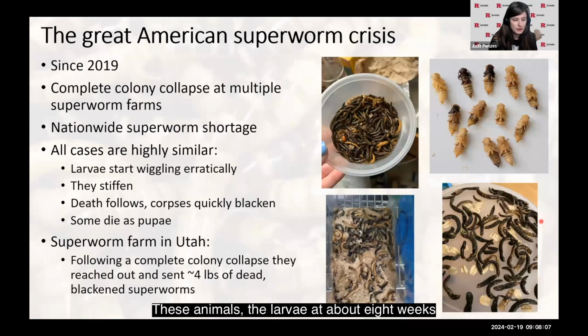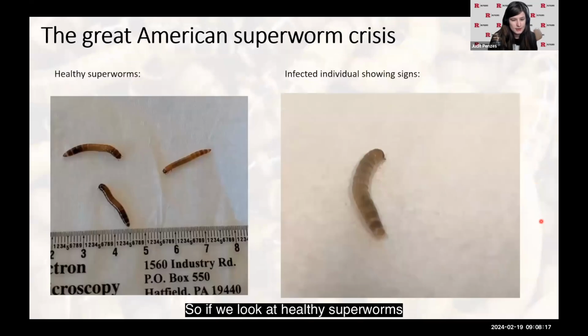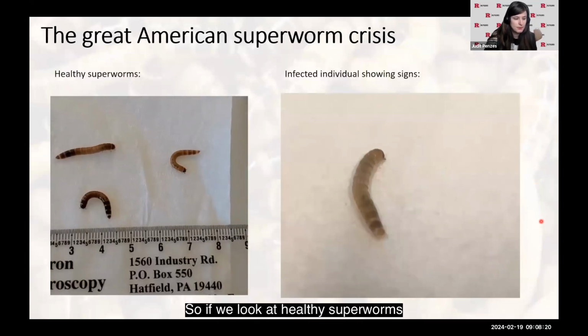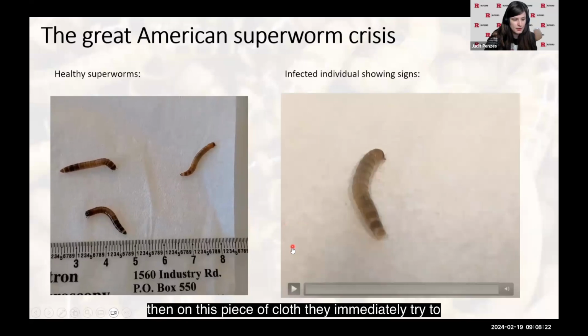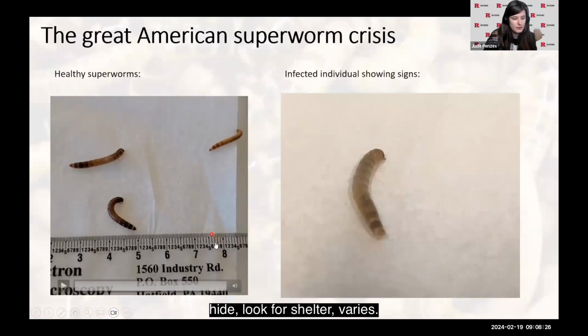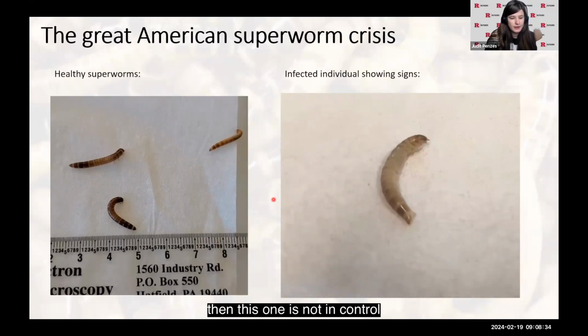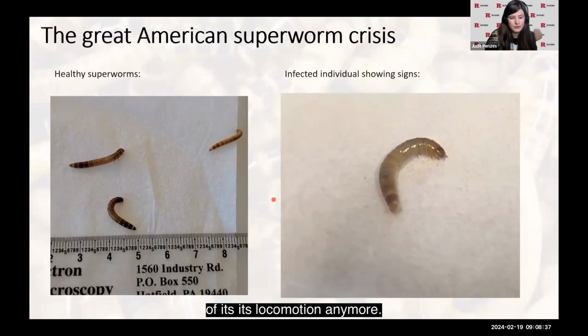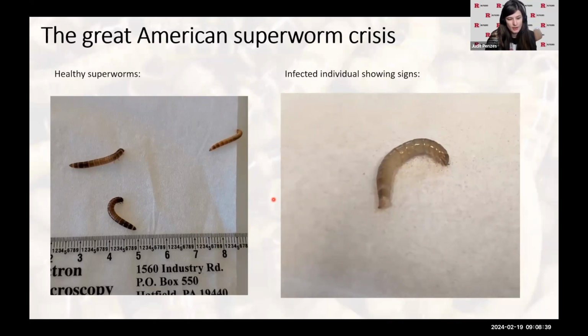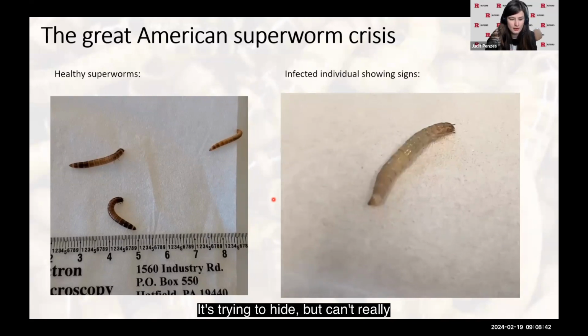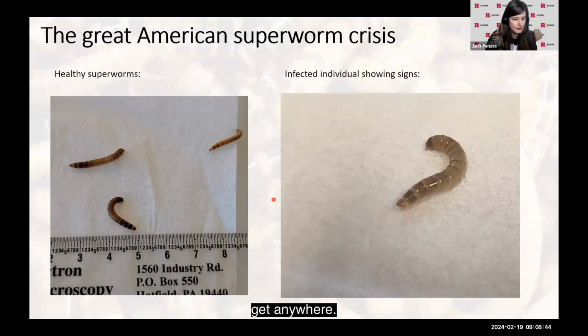These animals, the larvae, at about 8 weeks of age, start erratically wiggling, then they stiffen, and then they gradually blacken and die. So if we look at healthy superworms on this piece of cloth, they immediately try to hide, look for shelter, whereas if we look at an affected superworm larva, this one is not in control of its locomotion anymore. It's trying to hide, but can't really get anywhere.